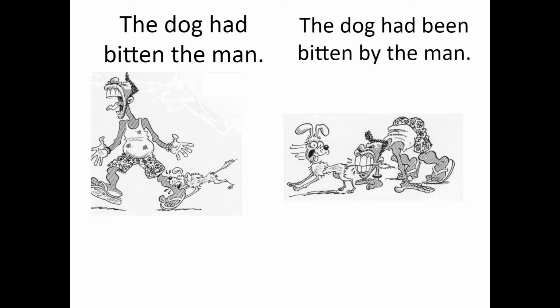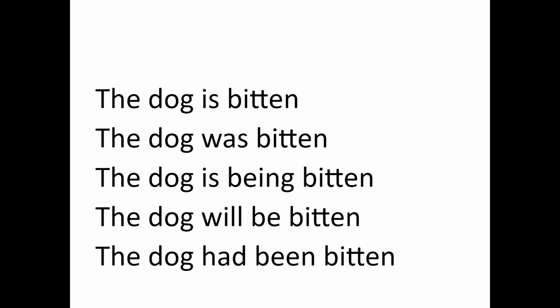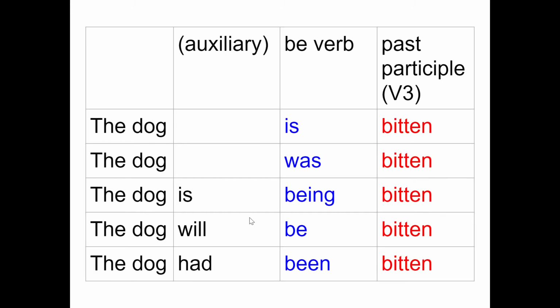Or perhaps the dog had bitten the man. The dog had been bitten by the man. So you can see we've got many different forms here. Is bitten, was bitten, is being bitten, will be bitten, had been bitten. But there are some things that are the same.